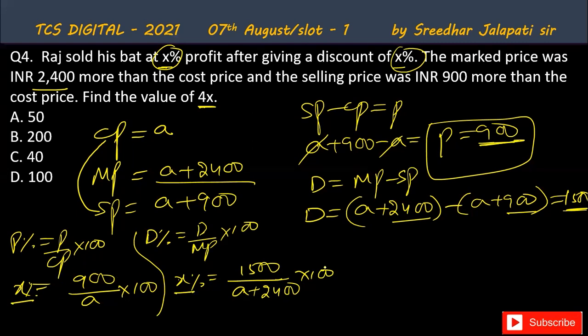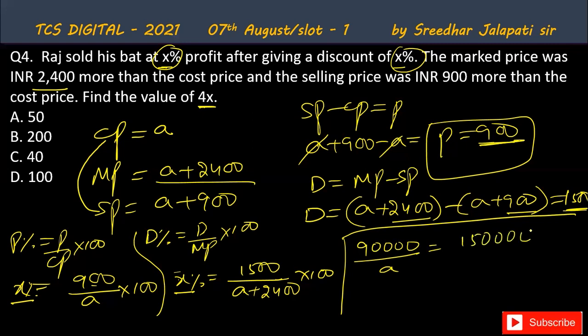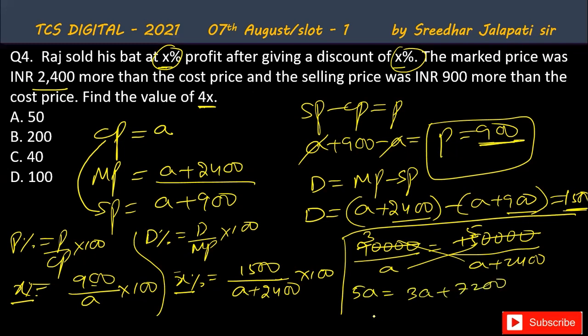Now this is equal to X, and this is equal to X, both are equal to X. So I can equate the right hand sides. If I equate the right hand values here, that is 900 into 100, 90,000 by A is equal to 1500 into 100, 1,50,000 by A plus 2,400. If I simplify this further, four zeros cancel, three threes, three fives. On further simplification, cross multiplication, we get 5A is equal to 3A plus 7,200. That is 2A is equal to 7,200. That is A is equal to 3,600.